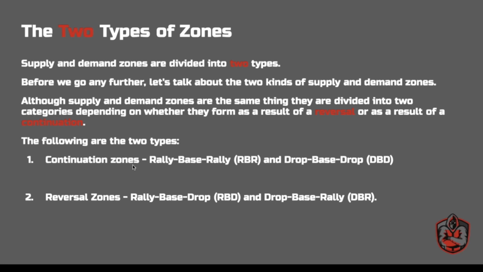Continuation zones are examples of rally base rallies and drop base drop. Now, don't worry, I'll be going through live examples of these. And number two, the second type, reversal zones: rally base drop, and drop base rallies. Essentially, when I go through these examples, you guys will already start to click on because these are literally examples of order blocks. These will be examples of continuation supply and demand zones.